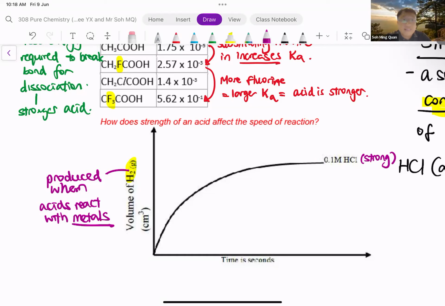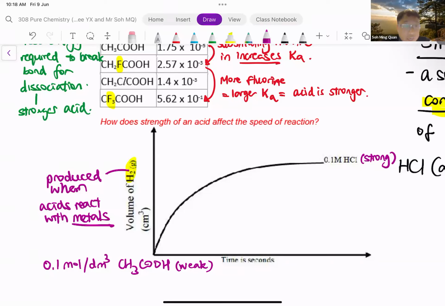Now, this is HCl. But what happens if I were to use a weak acid instead of HCl? Take, for example, instead of HCl, I use 0.1 mole per dm cube ethanoic acid. It's a weak acid though. If it's a weak acid, will all the ethanoic acid dissociate to produce H plus? The answer, of course, is no.